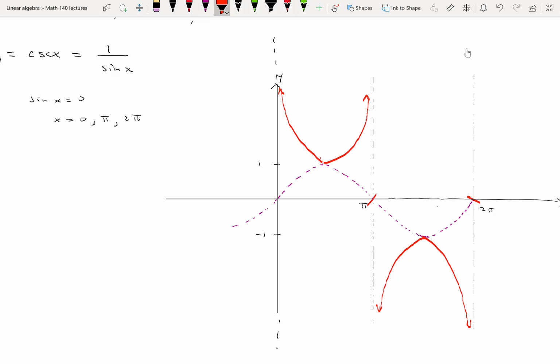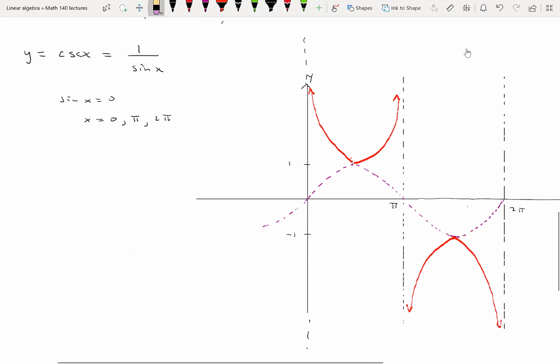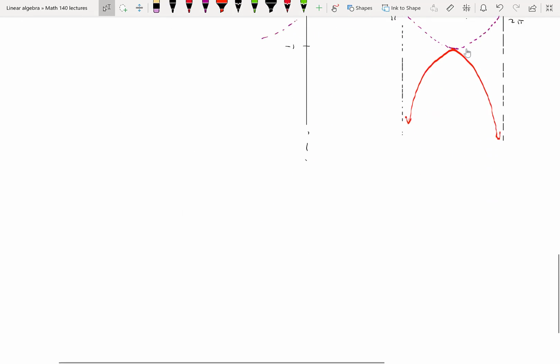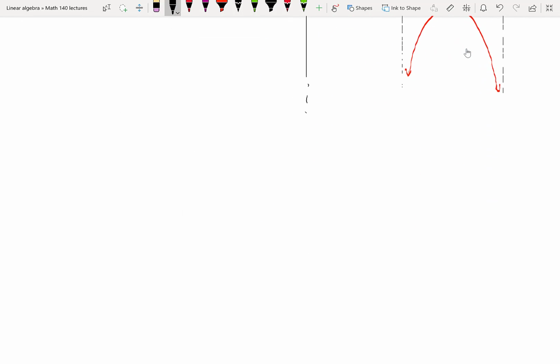And what you're seeing is exactly one period of the cosecant function. It's a very strange looking graph. Those two arcs, the one that goes up and the one that goes down, make up one period of the cosecant function. Finally, for the graph of the secant function, we use the same procedure. So secant is 1 over cosine.